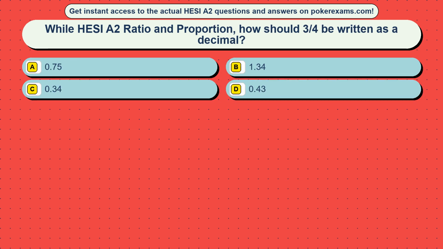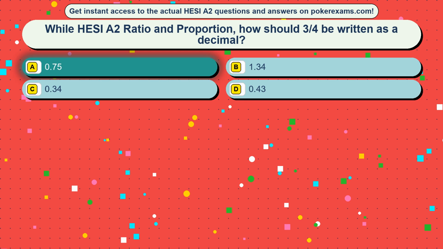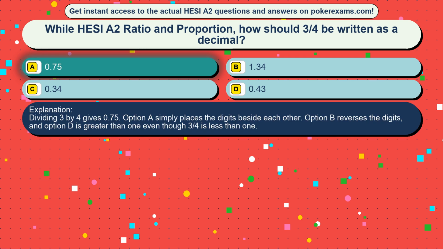Question 7. While HESI-A2 ratio and proportion, how should 3/4 be written as a decimal? Option A, 0.75. Option B, 1.34. Option C, 0.34. Option D, 0.43. The correct answer is option A, 0.75. Dividing 3 by 4 gives 0.75. Option C simply places the digits beside each other. Option D reverses the digits, and option B is greater than 1 even though 3/4 is less than 1.